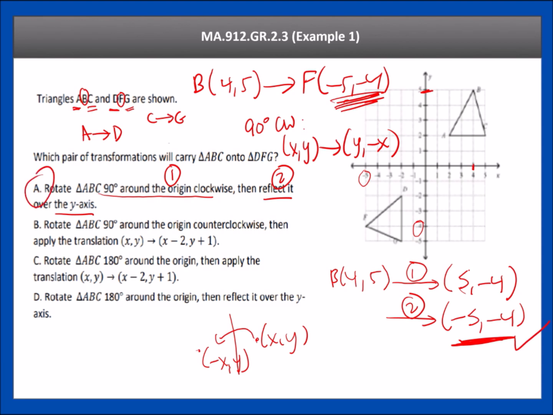This should also work for going from A to D and going from C to G. If that does not work for those transformations, then this is not correct. But I will not verify that. You can verify that as an exercise, to verify that A goes to D and C goes to G using these transformations.